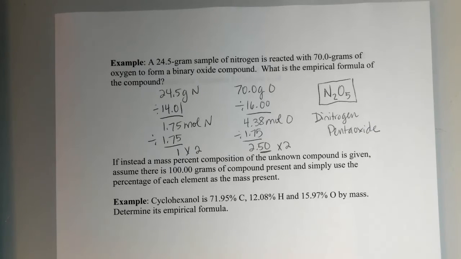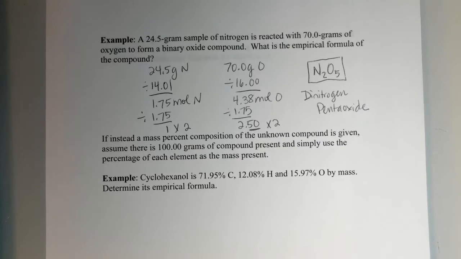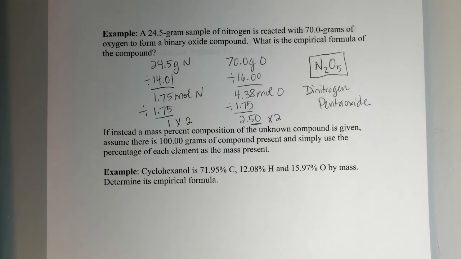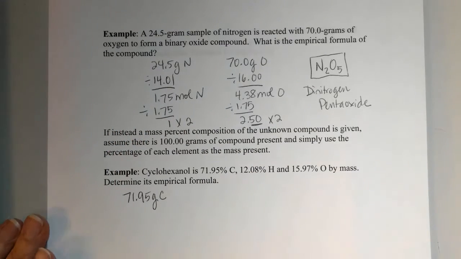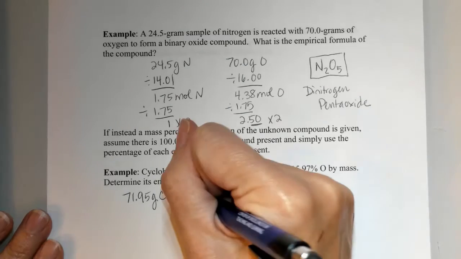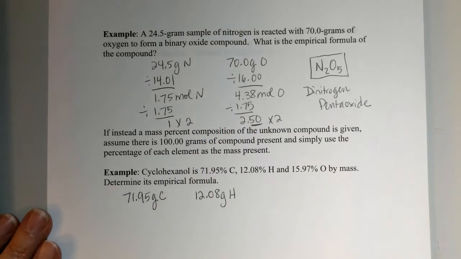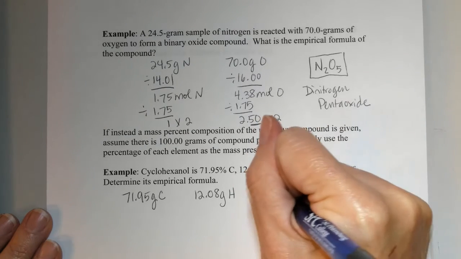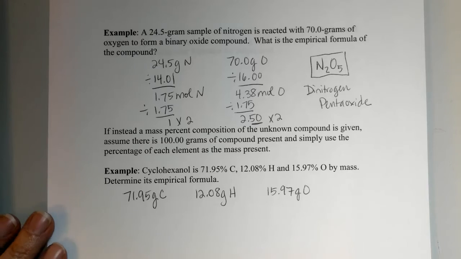All right. So if instead you have a percent composition, like in the next example, like I mentioned, we're just going to assume that we have 100 grams. So if our compound is 71.95% carbon, that means 71.95 grams of that 100 grams would be carbon. 12.08% hydrogen would be 12.08 grams hydrogen. And 15.97 grams would be oxygen.